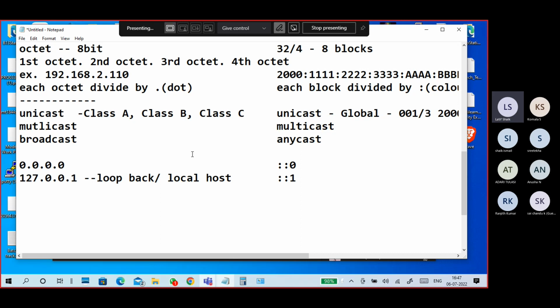So multicast is multicast. Multicast range is also there in IPv6. You can try to check it. So this is two unused IP addresses: colon colon in IPv6, while in IPv4 it is 0.0.0.0. And loopback, the localhost IP address, is 127.0.0.1. In IPv6 it's called colon colon 1.